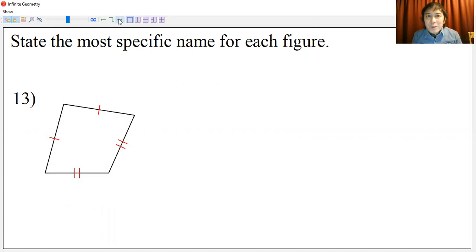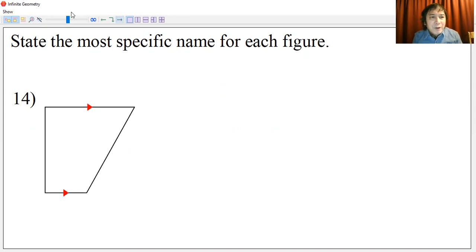Okay, state the most specific name for each figure. Okay, one consecutive pair equal in measure, the other consecutive pair equal in measure. Okay, this must be, all right. We have 2 measurements here, but one pair is of one measure and the other is of another measure. This must be the kite. Okay, this must be the kite. There. And so we can check and verify. It must be the kite. All right. Okay, so we proceed to the next.